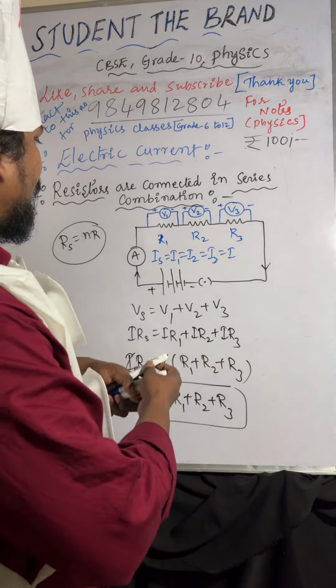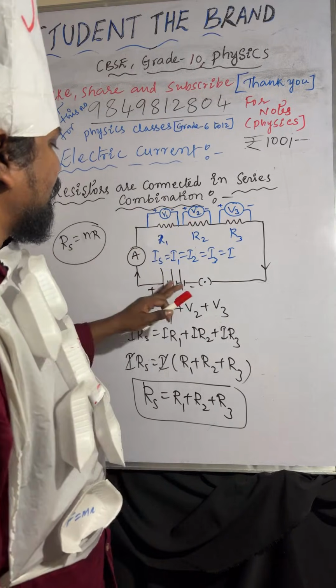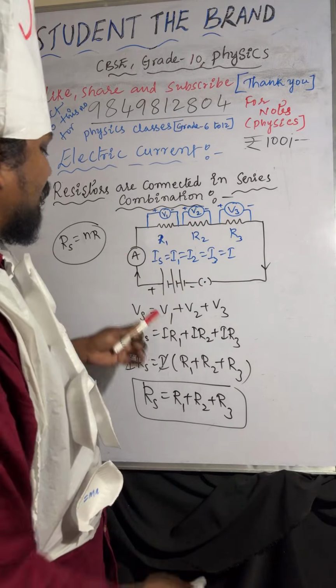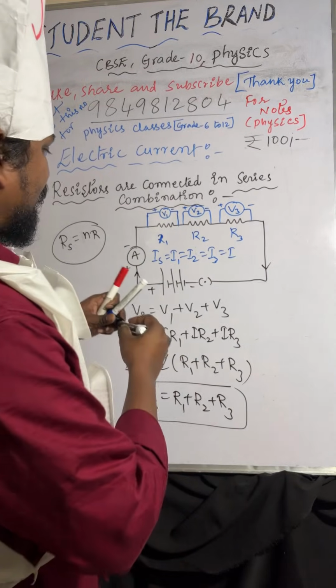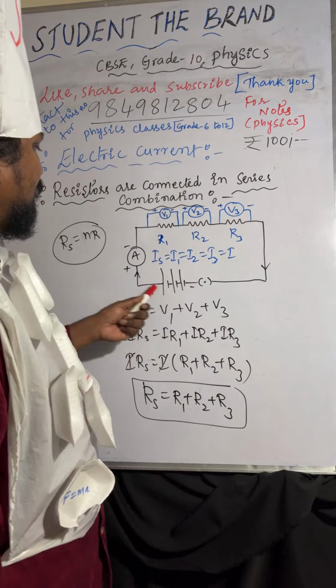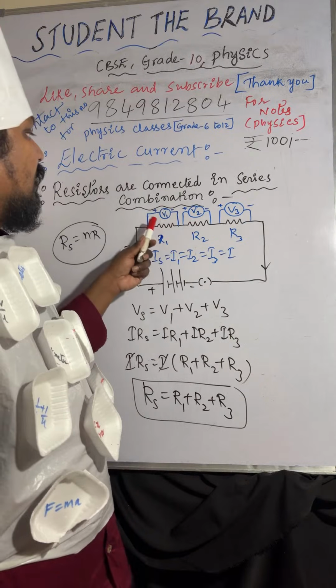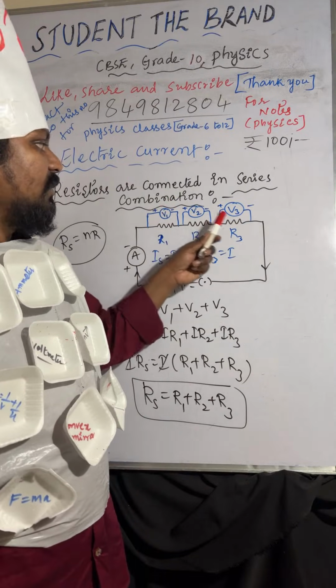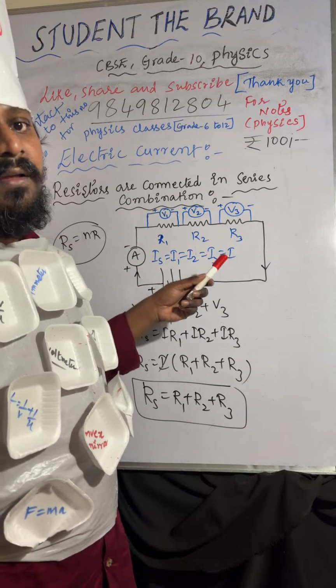Once again you can observe here. R1, R2, R3 are connected in series combination with an ammeter. Here you can see the positive terminal and negative terminal, and current is passing like this. This is the direction of the current. Across R1 V1, across R2 V2, across R3 V3. So current is flowing like this.